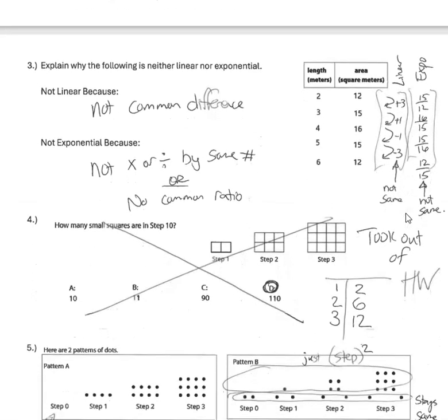On this one right here, number 3, explain why the following is not linear or exponential. If you look at the first difference, they are not the same. When you look at the ratios, they're not the same. So since it doesn't have a common ratio, doesn't have a common difference, it's not going to be linear. If this was quadratic, if you did the second difference, this is going to be minus 2, minus 2, minus 2. Since the second difference is going to be minus 2, we know this thing has to be quadratic.